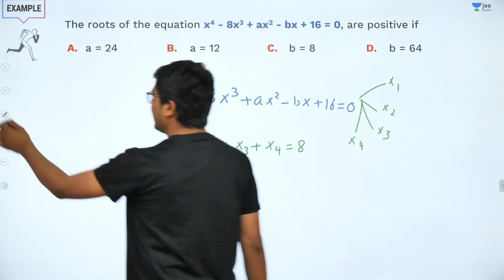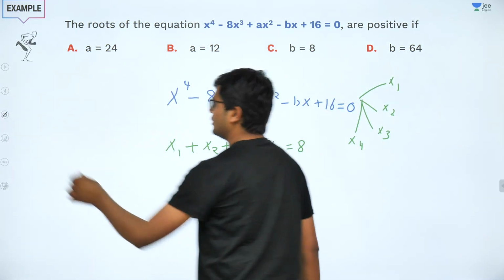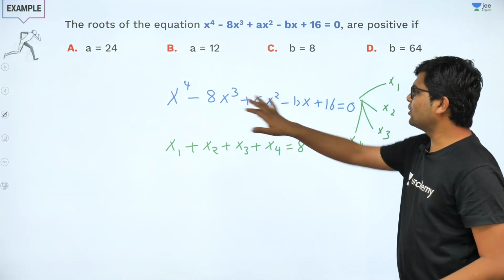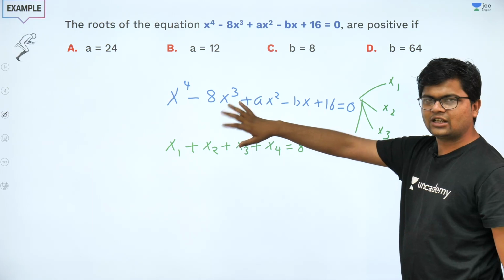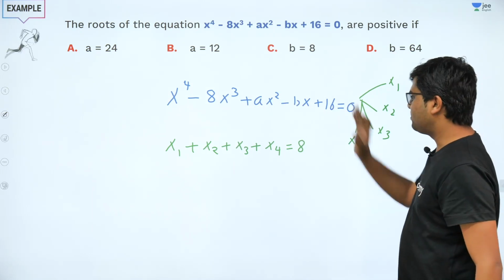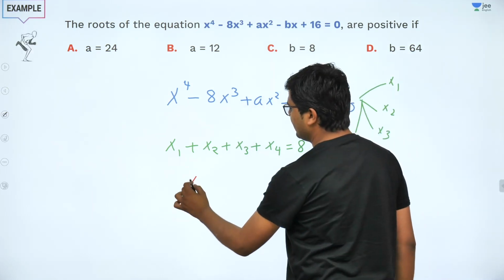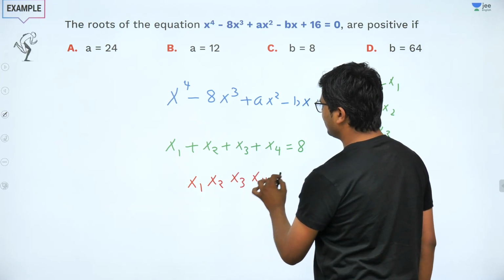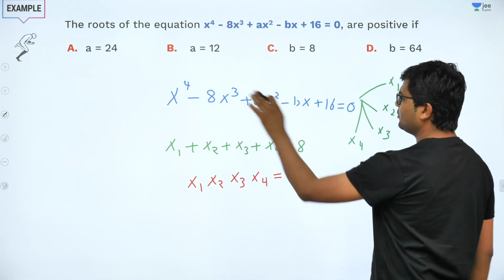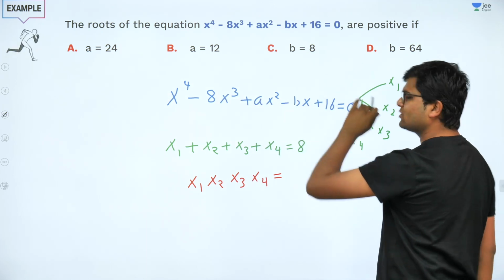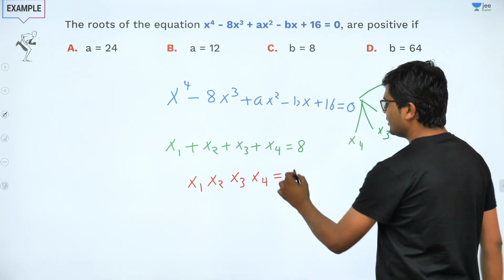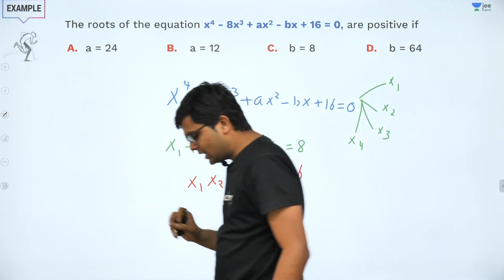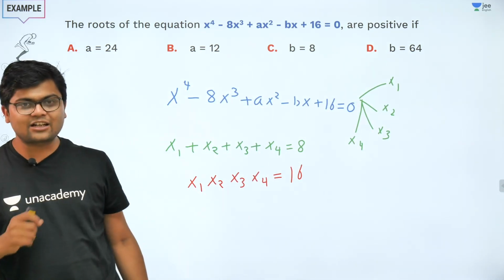Getting my point? And the product of roots, why am I writing sum and product? Because only these are given constants, the others are variable. So the product of roots x1, x2, x3, x4 will be equal to, with the alternating plus minus sign scheme going on, plus 16. So this is the sum of roots and this is the product of roots. Now here comes the trick.